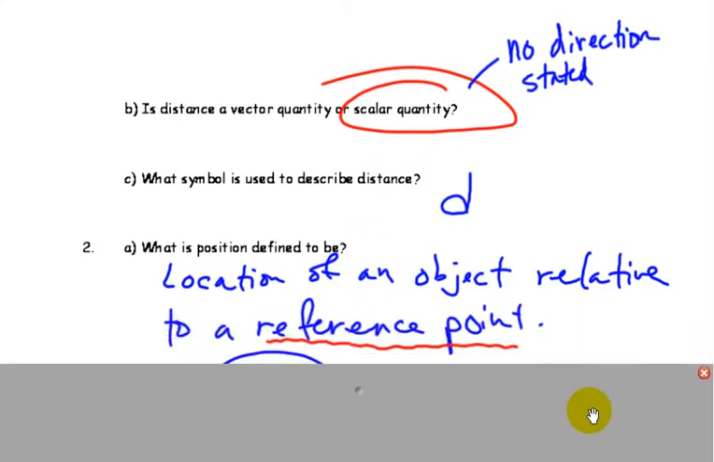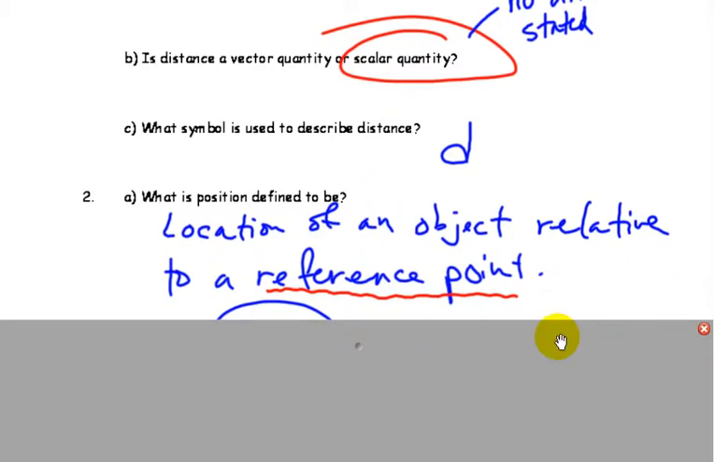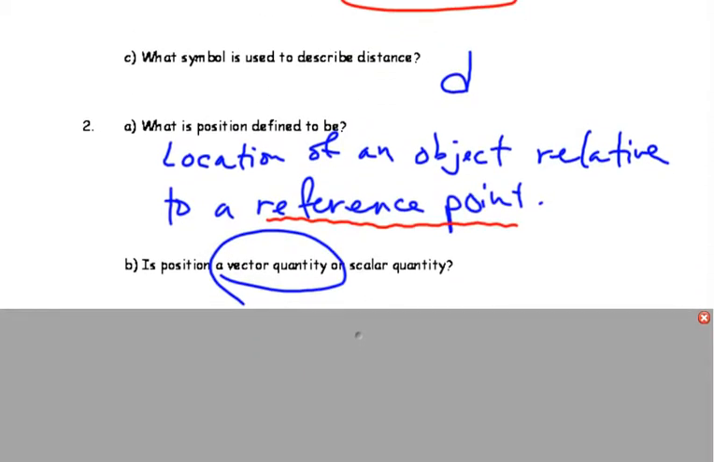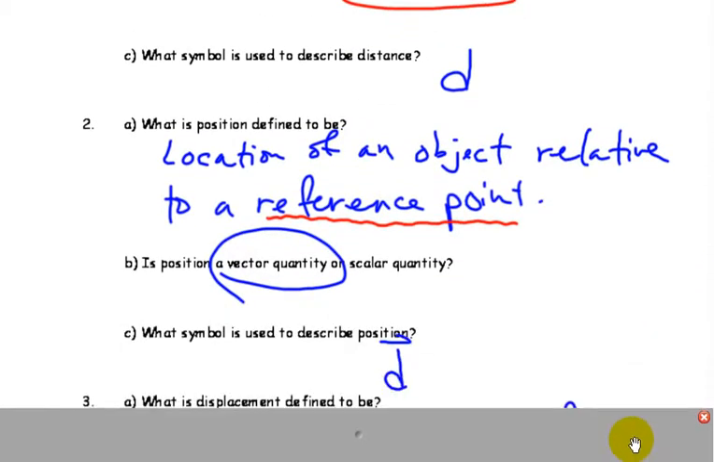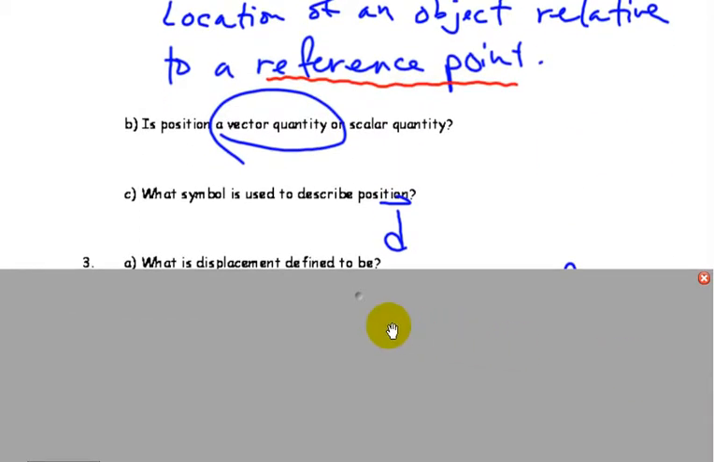Position is what we've been doing already with the resultant vectors, the location of an object relative to the starting point or reference point. So it is a vector quantity because you will need a direction to say how far and in what direction you are from your starting point. And as we've seen, the symbol for that needs a half arrow over top of it, implying that it's a vector. So d with the vector half arrow over top of it.